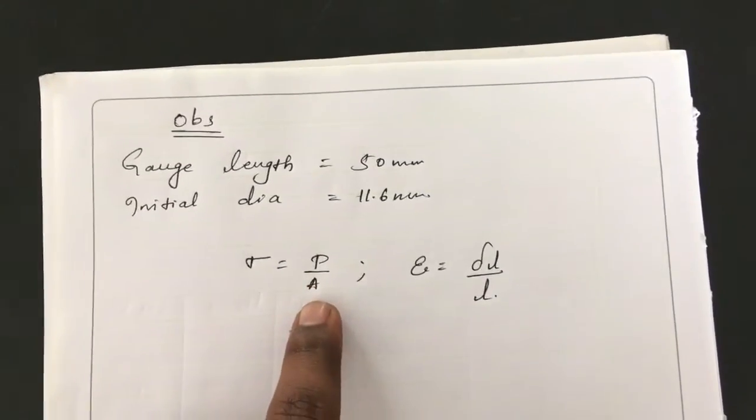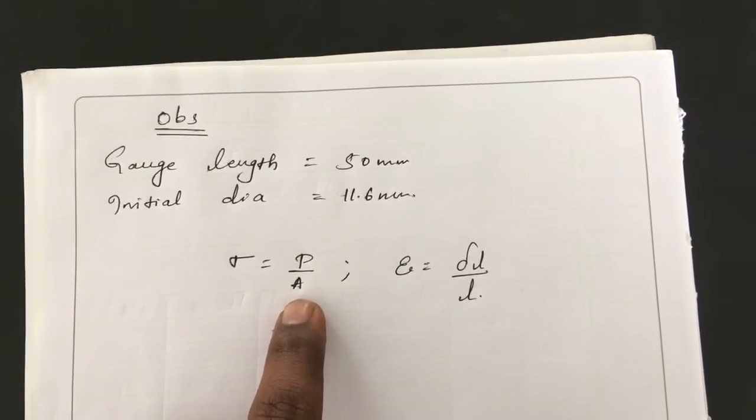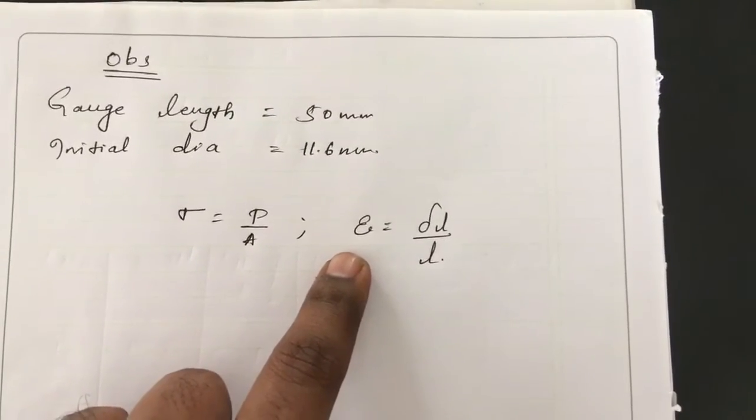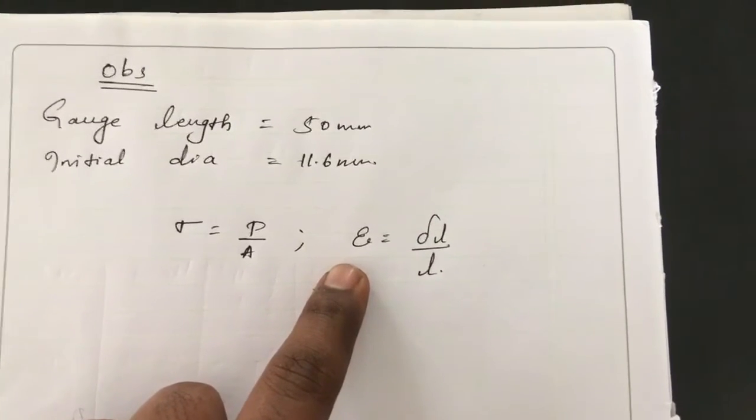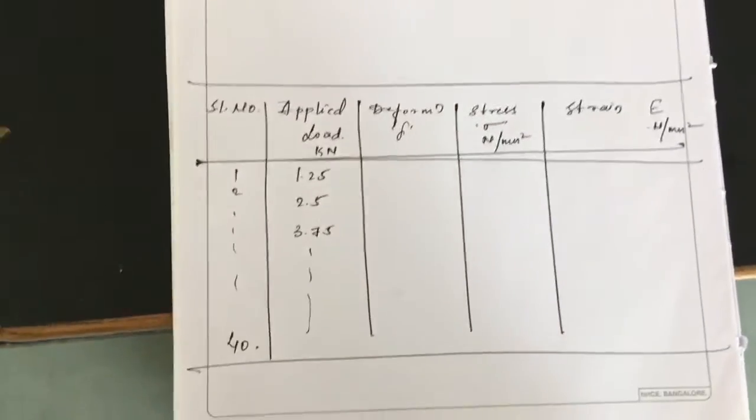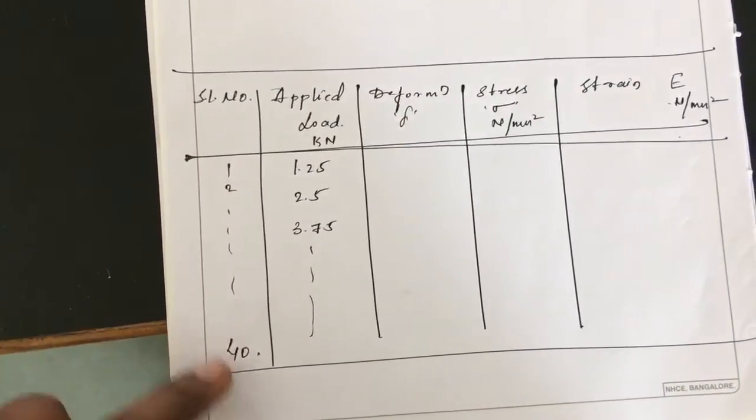and then the stress can be found out by P by A, where P is the load applied and A is the original cross-section area, and strain epsilon is delta L by L, that is the ratio of change in length to original length. And we take at least 40 observations here, basically 40 readings.